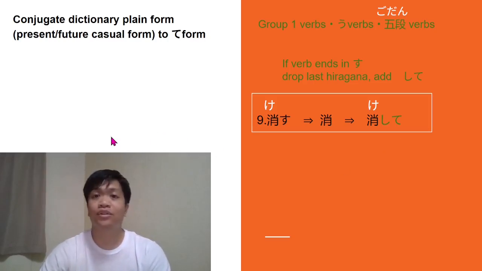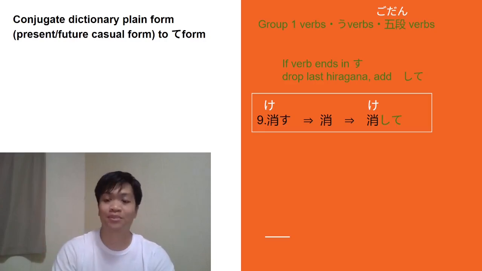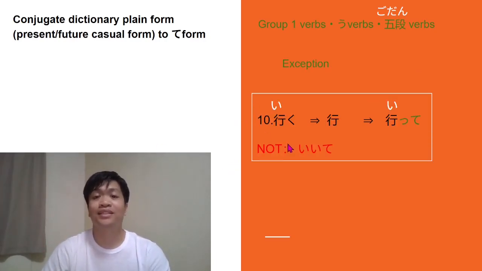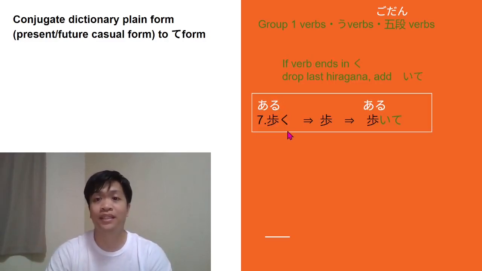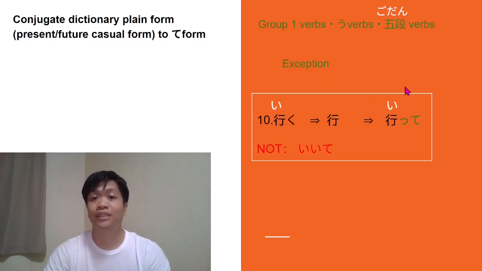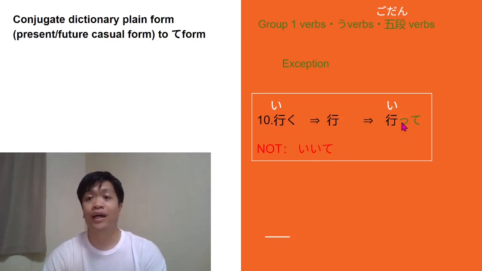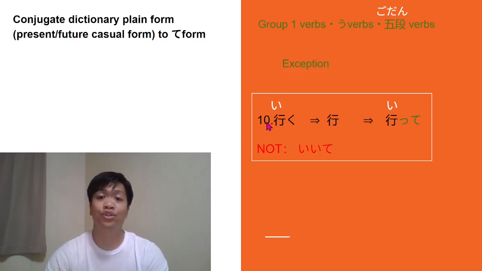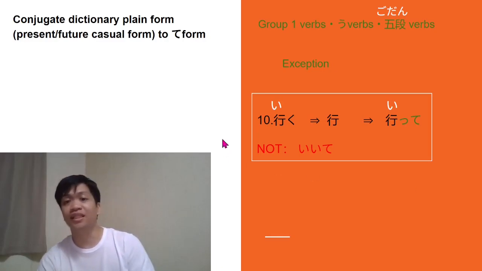So those are how to conjugate the normal group 1 verbs, or the normal u verbs, or the normal godan verbs, but there is one special exception that I mentioned earlier, that is number 10, iku. You would think that since it ends in ku, we would follow this rule right here. If it ends in ku, we drop that last hiragana and add ite, so it would be iite, but that's not the case for this. For this, we actually have to just drop that ku and then add a small tsu and then a te. So iku becomes itte. That's the only exception for group 1 verbs. Just keep an eye out for that.